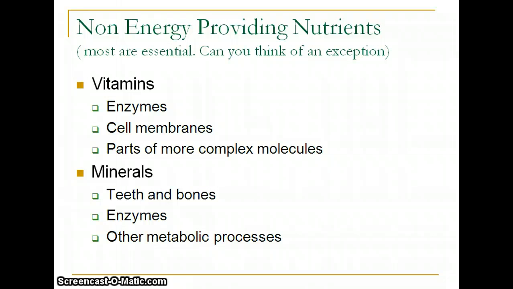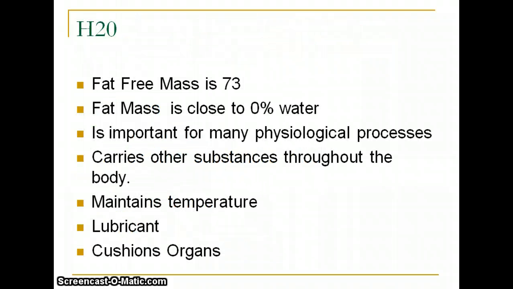Okay, so then let's talk more about non-energy providing nutrients. Vitamins and minerals are two of our big things, and we'll have specific days where we talk about this. Vitamins are primarily responsible for making enzymes, and cell membranes, and parts of bigger, more complex molecules. Minerals, some of the things they're used for are to make teeth and bones, as well as enzymes and other metabolic processes. Most people, when they think of minerals, the first thing they would think of would be our largest mineral storage, which is the calcium in our bones. And right now, this is all you really need to know about vitamins and minerals. In our later modules, we'll get to vitamins and minerals individually.